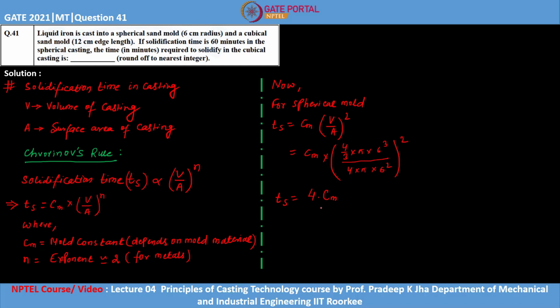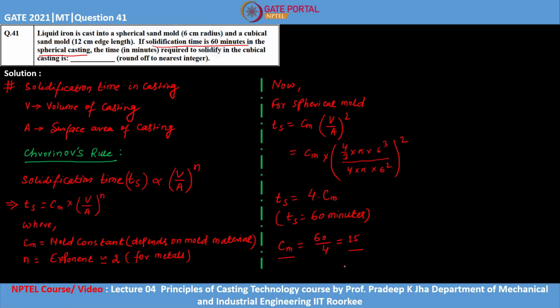Now in this case, we have been given the value of solidification time, that is 60 minutes. If you see, the solidification time is given as 60 minutes in the case of spherical casting. So by putting the value of Ts as 60, you will get the value of Cm is equal to 60 upon 4, which will be equal to 15. So from this calculation, we got the value of Cm as 15.